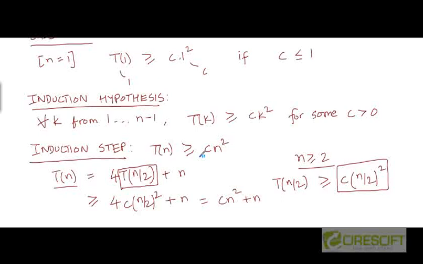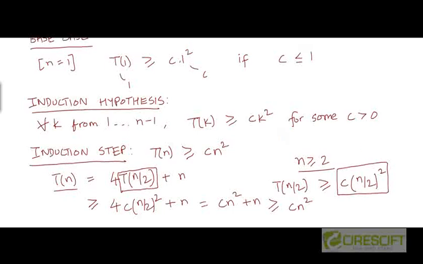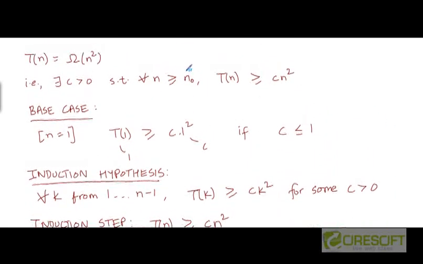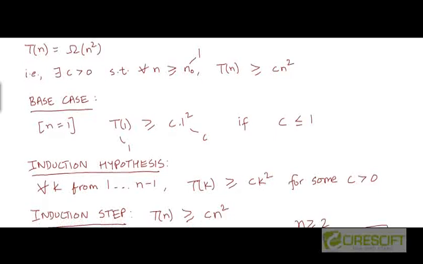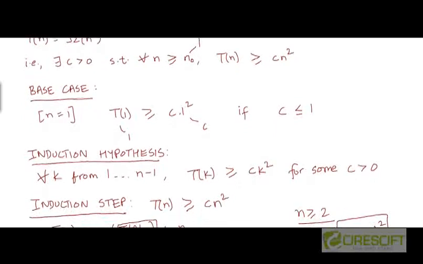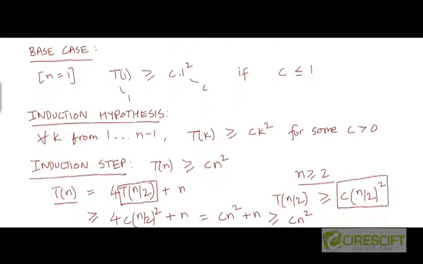We wanted to prove that T of n is greater than or equal to Cn square. And that trivially follows from this, because if T of n is greater than or equal to Cn square plus n, Cn square plus n is greater than or equal to Cn square. So T of n is greater than or equal to Cn square. This means that we have shown that for all values of n greater than or equal to 1, T of n can be bounded from below by some constant multiple of n square.